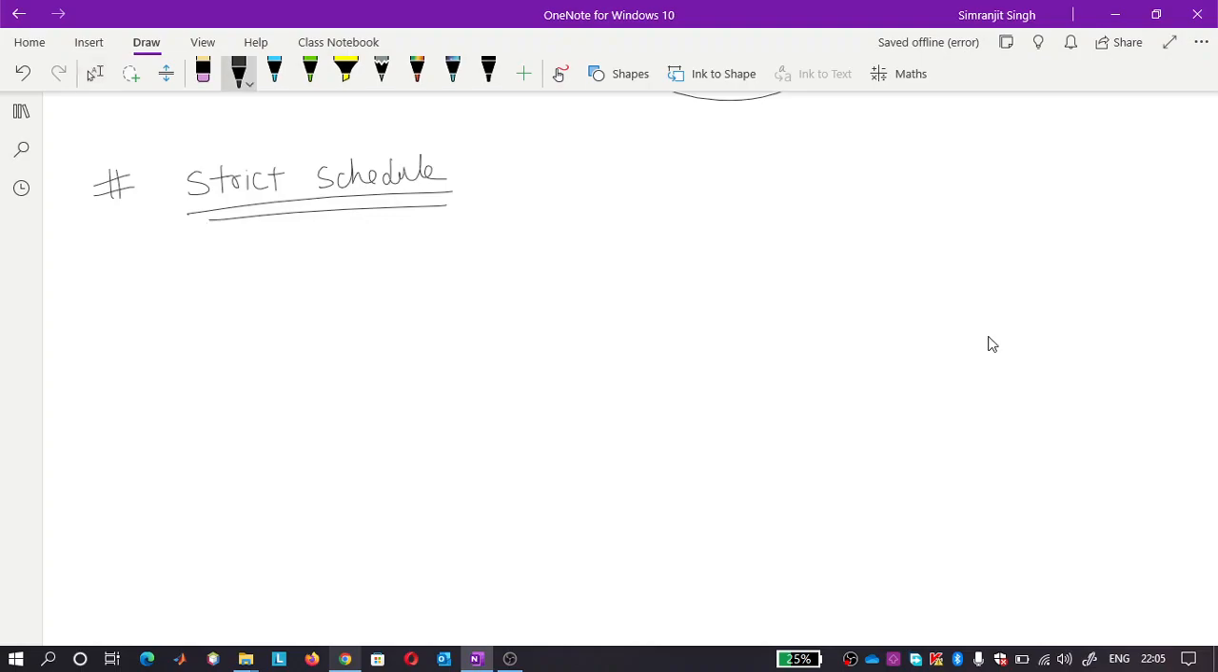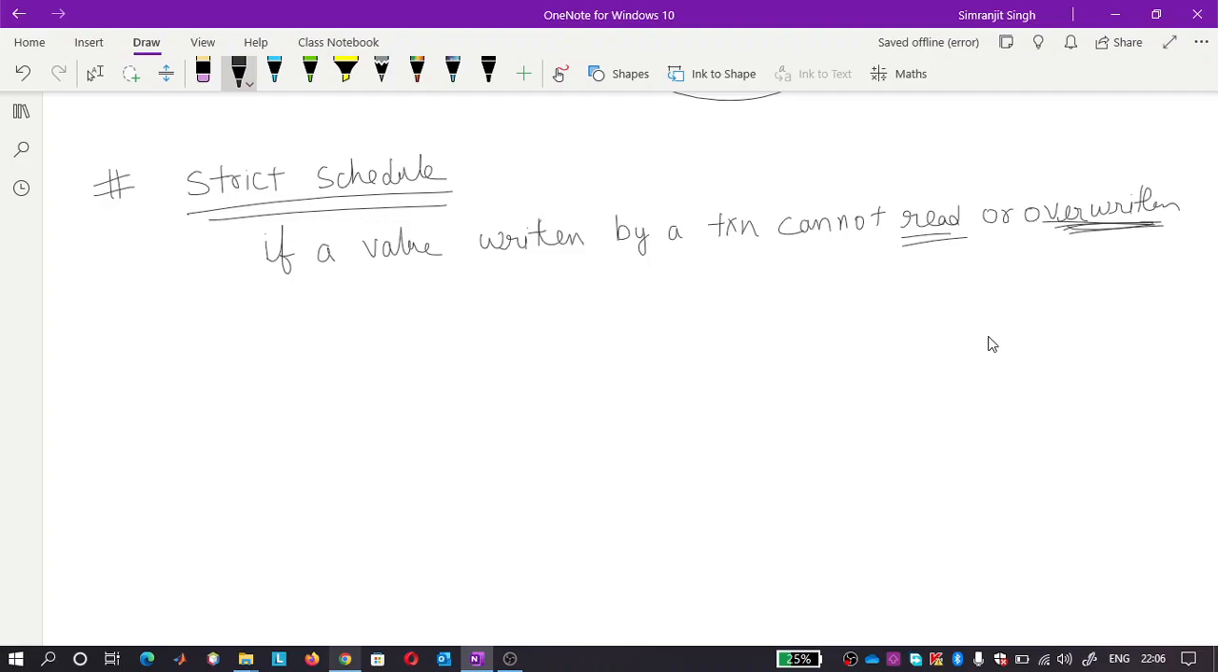So what it means is that a schedule is a strict schedule if a value written by a transaction cannot be read. Now this is very important, or overwritten. Now the written part is also here. The read part was already there in the previous one. Overwritten by another transaction until the transaction either commits or aborts.